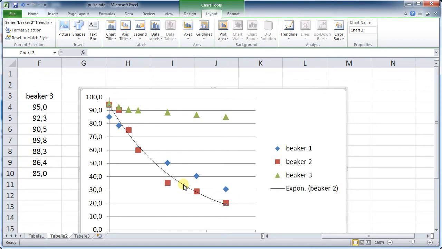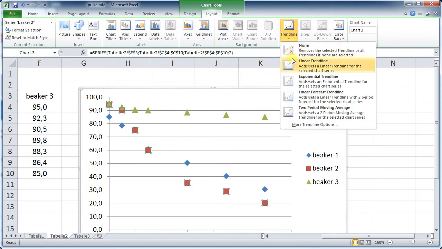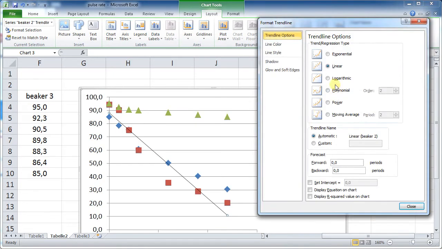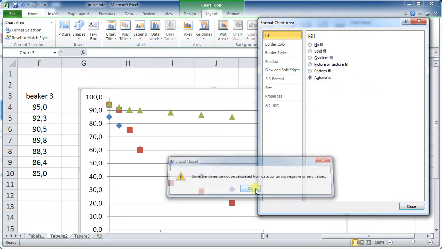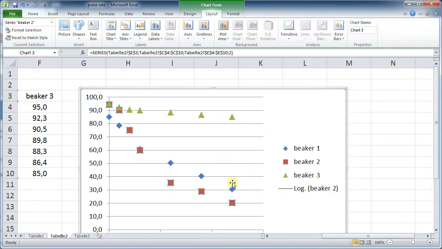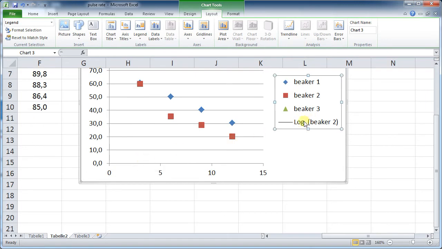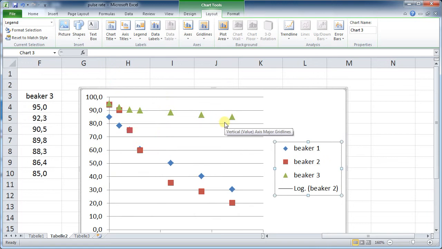Okay, so I erase it again and I keep on experimenting because I would like to see more trend line options, and which one could it be, or a logarithmic one maybe. And it says some trend lines cannot be calculated from data containing negative or zero values. I don't have a negative or zero value here. It somehow doesn't like to use a logarithmic one here. It doesn't even draw it properly. Where is it? It says logarithmic over here, and it doesn't even draw it. Didn't like that. You know what? Rückgängig.